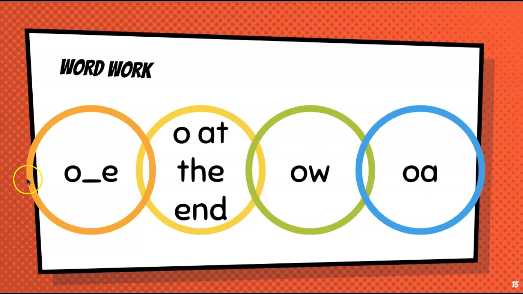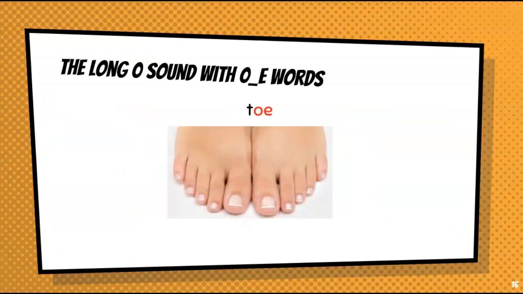First, we're going to look at words that have an O and then an E at the end of the word. Let's look at this first example together. Sound it out with me. T-O, toe. So the E on the end is silent. The O becomes a long O sound. So this is T-O, toe.